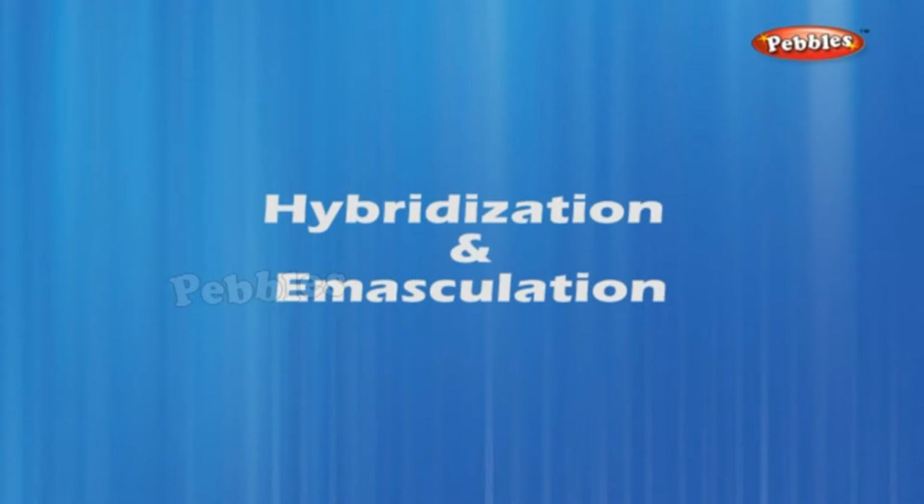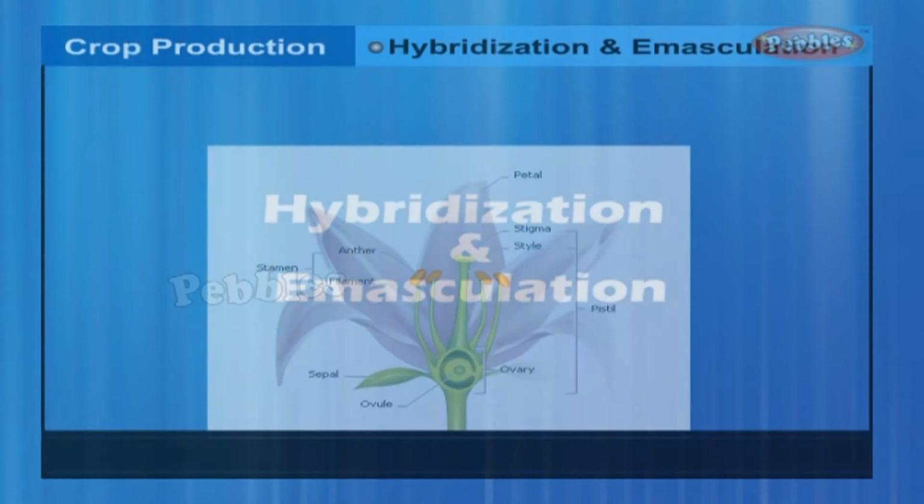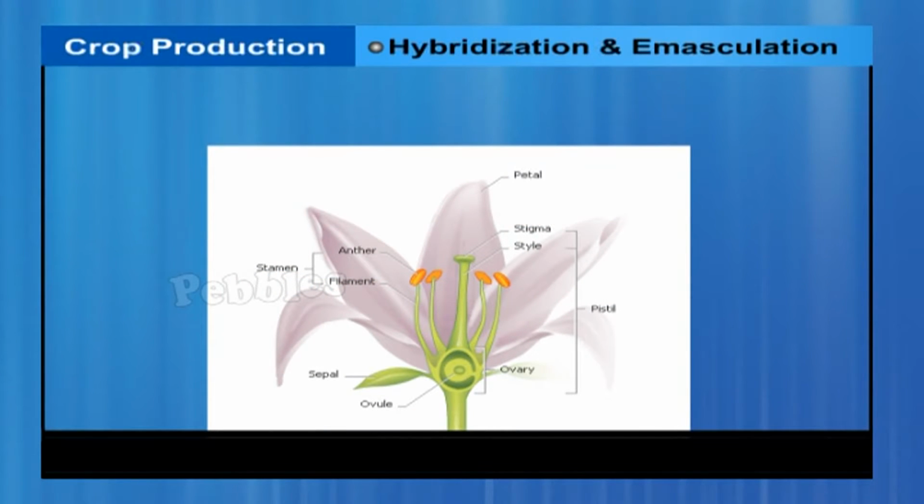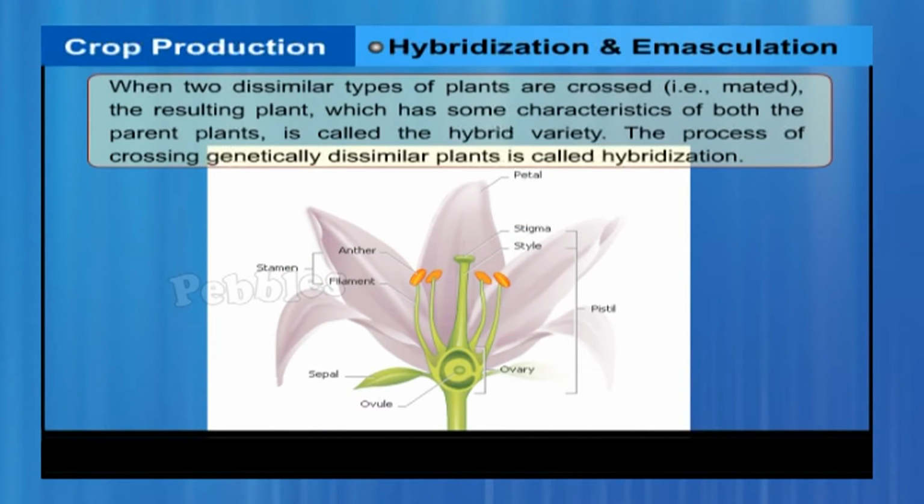Hybridization and emasculation. When two dissimilar types of plants are crossed, that is, mated, the resulting plant, which has some characteristics of both the parent plants, is called the hybrid variety. The process of crossing genetically dissimilar plants is called hybridization.